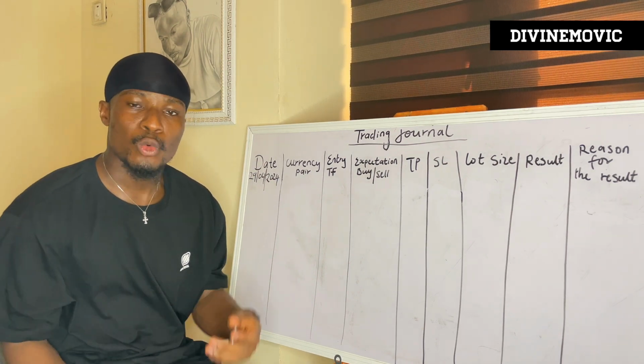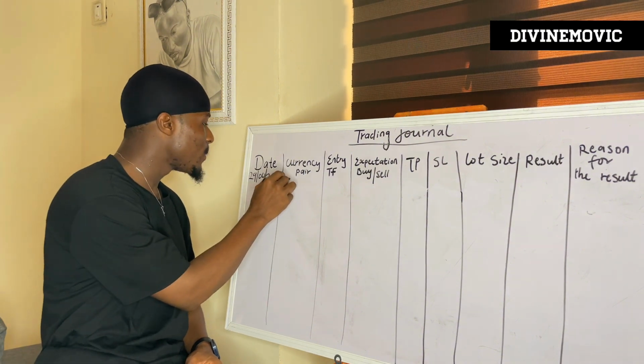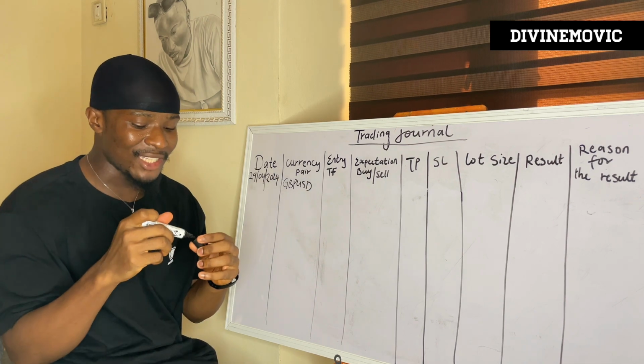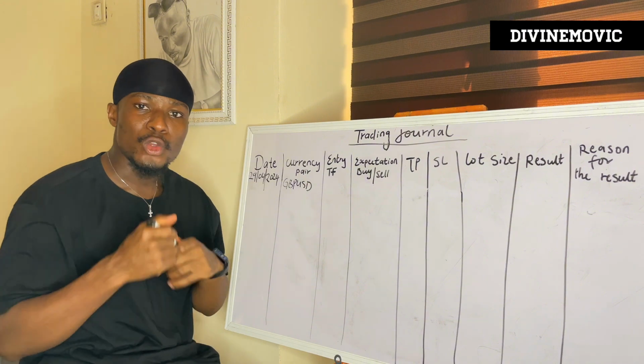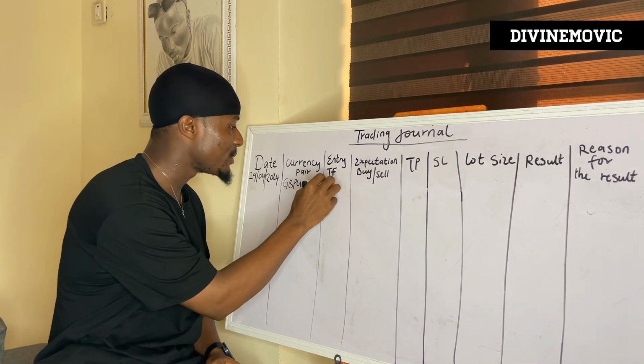Now, what currency pair did you take today? Was it GBP USD? Was it EUR USD? Was it EUR CHF? You simply write it here, GBP USD. What time frame did you enter from? Did you enter from a 5 minutes time frame? Did you enter from a 15 minutes time frame? You simply write it here, 5 minutes time frame.